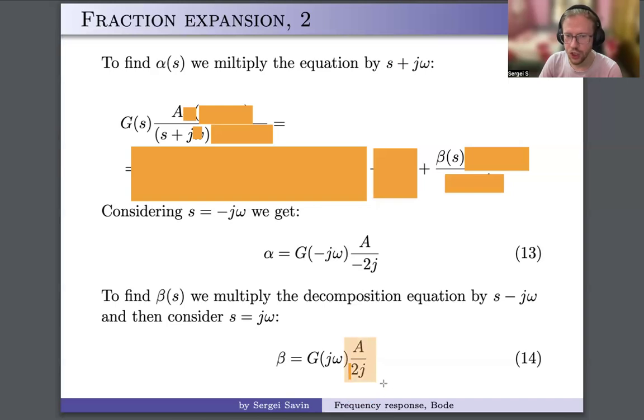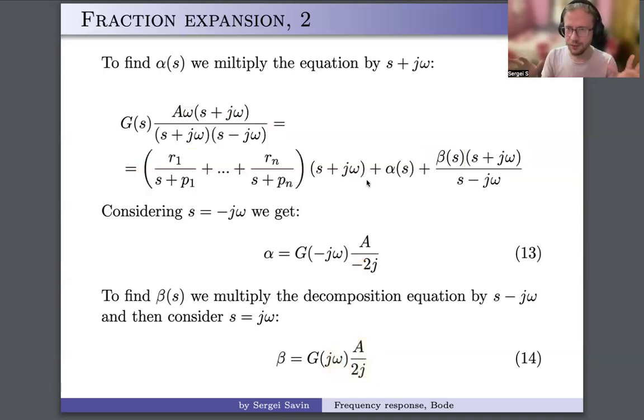A divided by 2j. So the only difference between those two expressions is that here the transfer function will be evaluated at j omega, not minus j omega. And the denominator would not have a minus here in the second case. That's it.